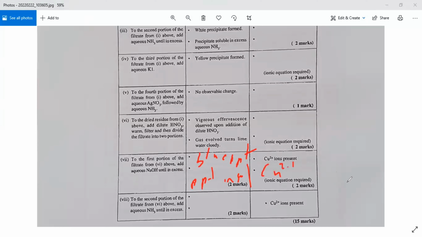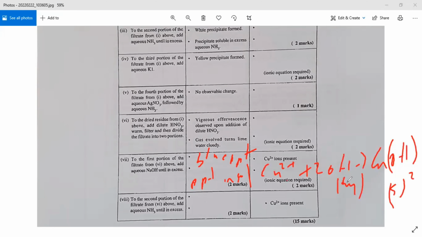So it's Cu2+ plus 2OH- to produce Cu(OH)2. And of course, this is a solid, and this is aqueous, and this is aqueous. So that's your ionic equation.